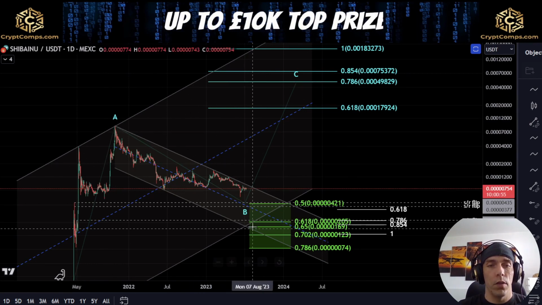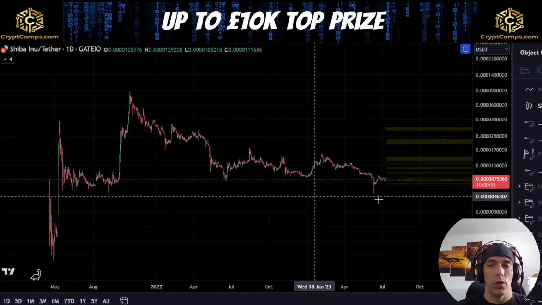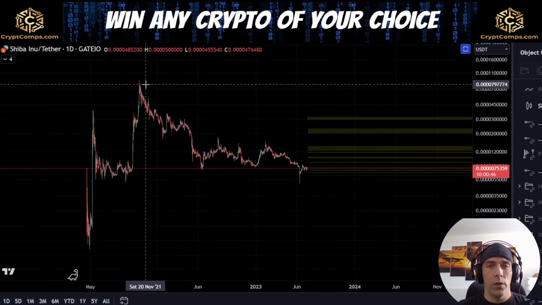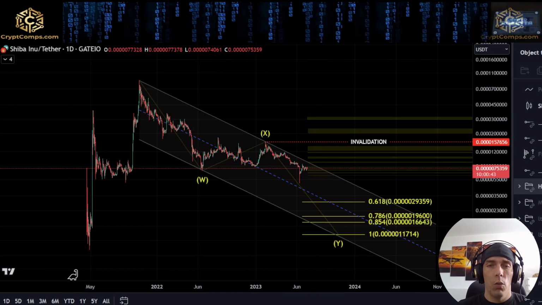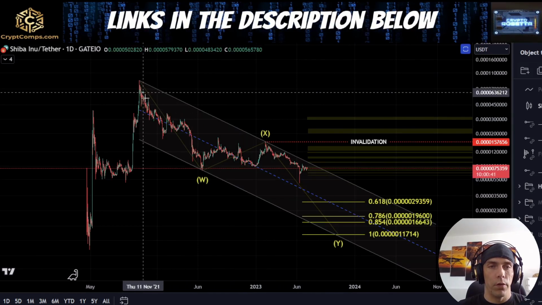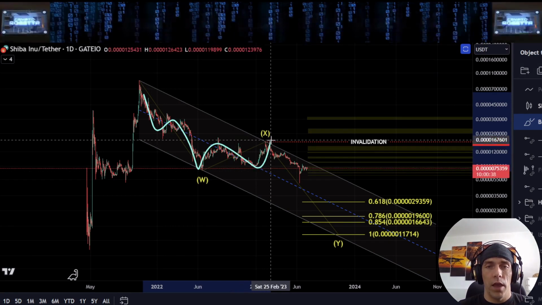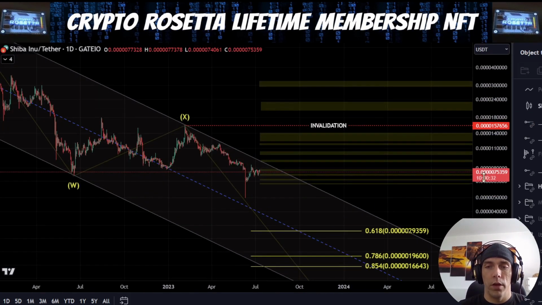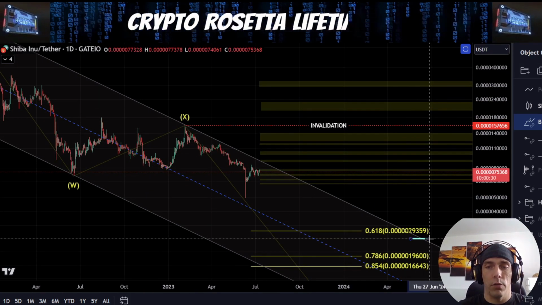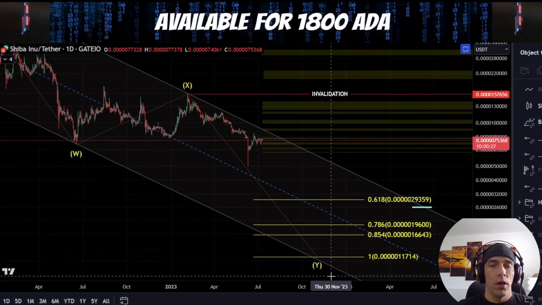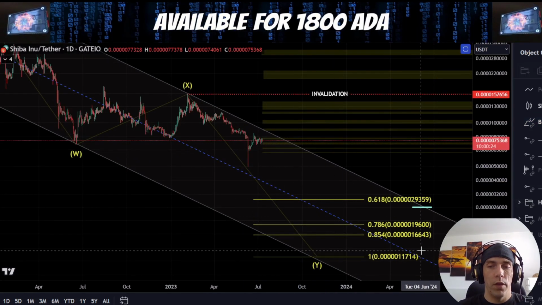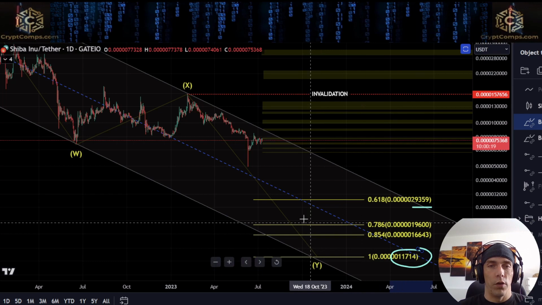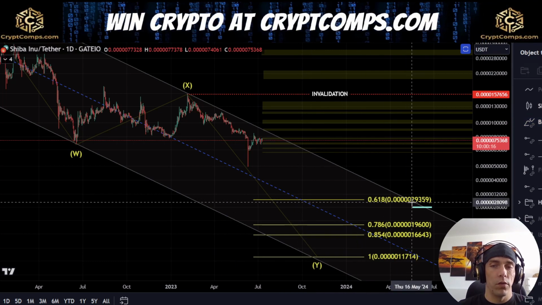Okay, so let's get into the nitty-gritty of this and get into these internal counts. So the way that I'm currently looking at this structure is that if we are looking at this as a three-wave move to the downside, what I'm saying is that within here, what we could have is this whole move as a W, this is an X wave, and then now what we're looking for is the potential of this Y wave. Now this Y wave, what I'd like to see as a minimum would be this 29359 as a potential target. Now, if we are looking for this, however, we need to be aware that we could move all the way down to this 11714 as a possible one-to-one target. So anywhere between these ranges is technically possible.